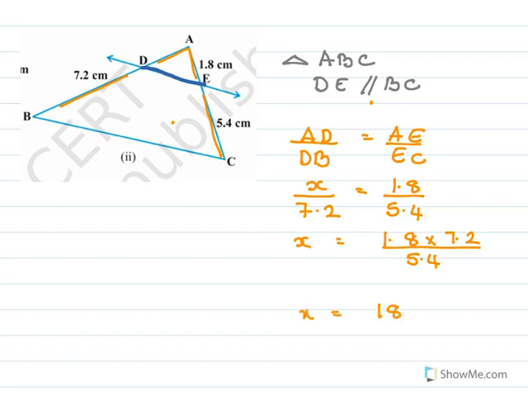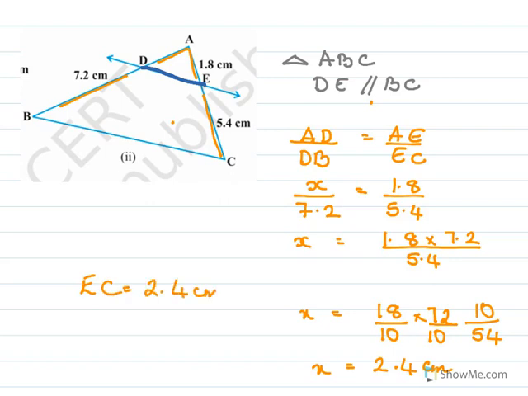So 1.8, to remove the decimal I put into 10. For 7.2 remove decimal I put over 10, and here we have 5.4. To remove the decimal I put 10 up here, and when you calculate this you get your answer as 2.4 centimeter. So EC equal to 2.4 centimeter.